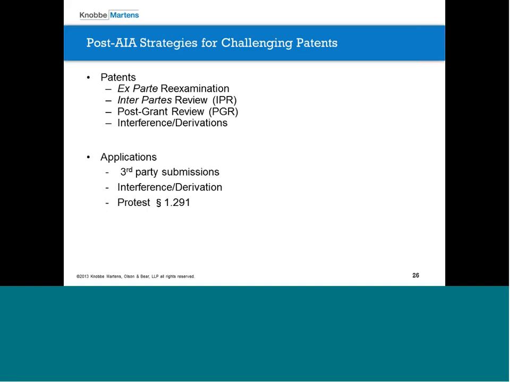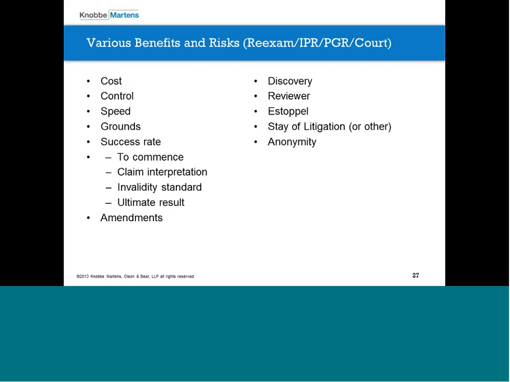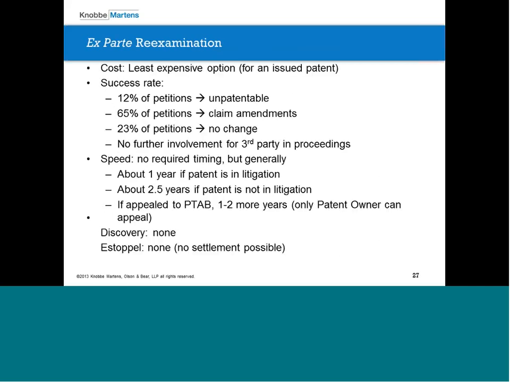And of course, you still have ex parte re-exam. We now have inter partes review. We'll start having post-grant review, and of course, interference shifting over to derivations. Which option you choose will really depend, of course, on the specific facts. And there are a wide range of benefits and risks for each of these options. Everything from something as basic as what's the cheapest option, how much control do I need, how fast do I need this to be concluded, do I want the other side to be able to make amendments, do I need discovery to establish anything, do I want estoppel, or do I want to be anonymous? We'll go into those in some detail.